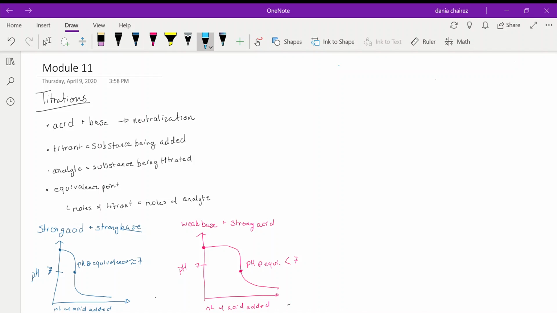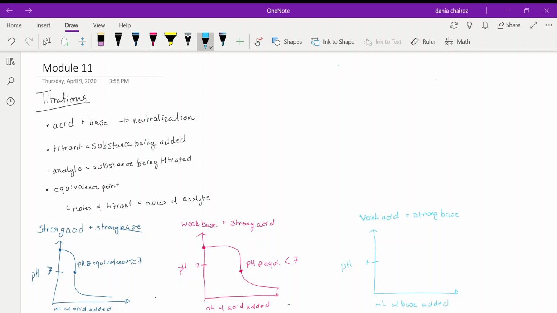And then our final scenario is a weak acid being titrated with a strong base. In this case, our x-axis gets different because our y-axis is always going to be pH. But now our titrant is a base, so we have milliliters of base being added.